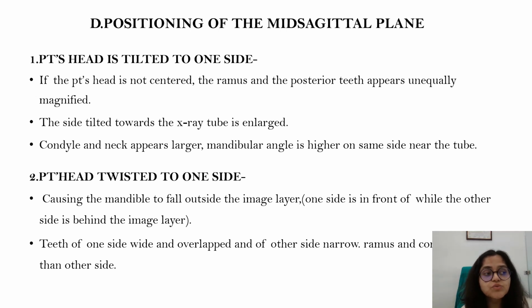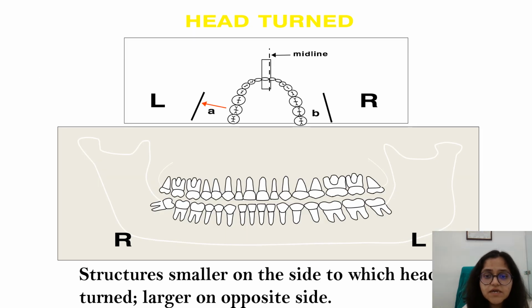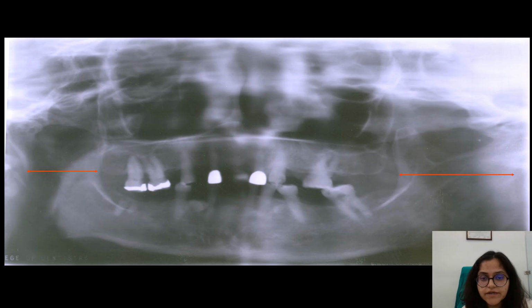If the patient's head is twisted to one side, this causes the mandible to fall outside the image layer. One side is in front of the image layer while the other side is behind it, and the teeth of one side are wide and overlapped, and the other side is narrow, with the ramus and condyle wider on one side than the other. This is a head turn, left and right, and it is not positioned midline. So structures are smaller on the side to which the head is turned and larger on the opposite side.